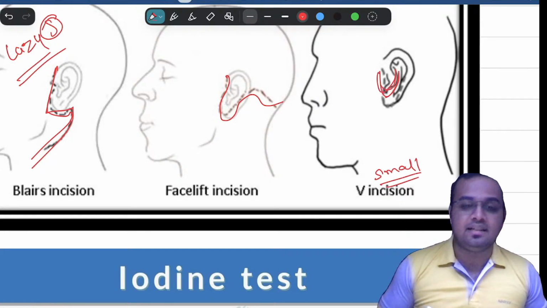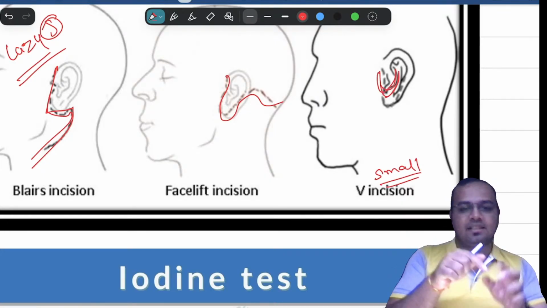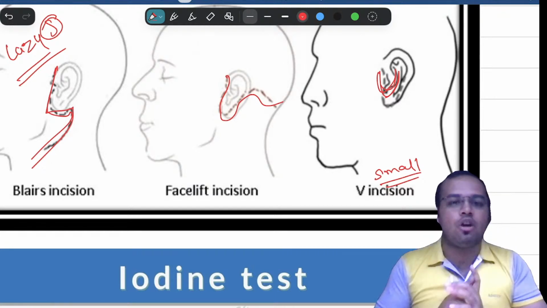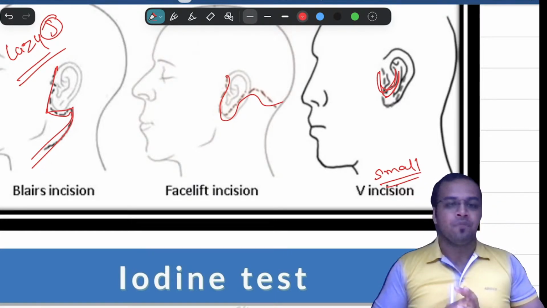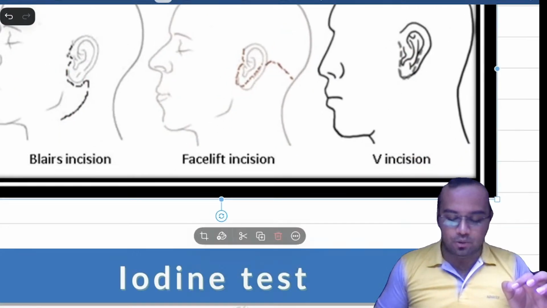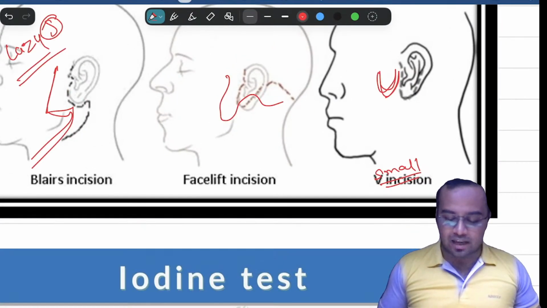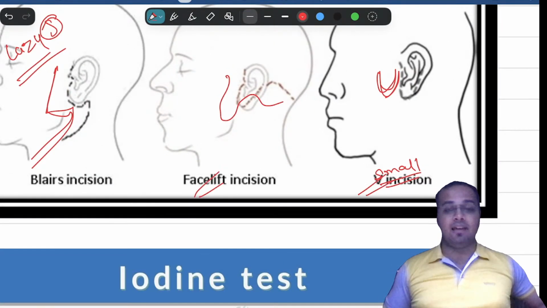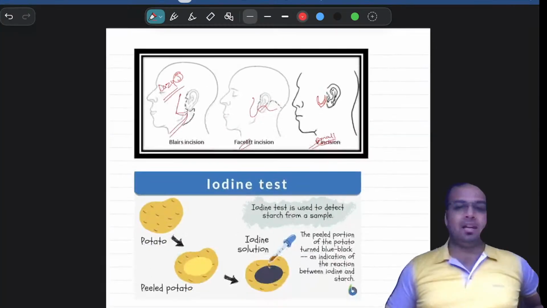So small incision nearby the parotid gland, wherever the tumor is. If it is benign, you can just go for a small cosmetic incision and you can extract the tumor from that mini incision. So what are the incisions? Blair's incision is most commonly used. उसके बाद में आता है facelift incision. उसके बाद में आता है small or the minimal invasive incision.